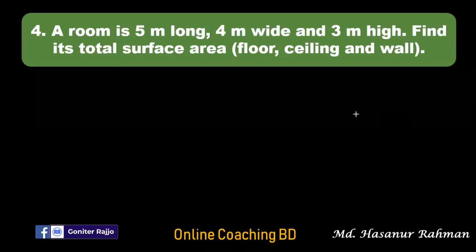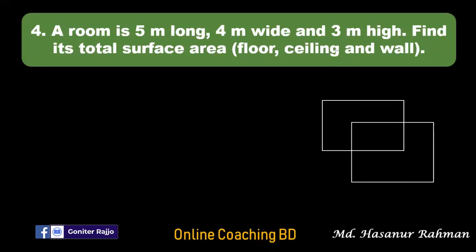Now number 4. Number 4 says a room is 5 meter long, 4 meter wide and 3 meter high. That means in that room length, width and height are given. Now we have to find out the total surface area. So how can we solve this? Total surface area means, there are 4 walls. Actually in a solid or rectangular shape, there are 6 surfaces: front and back, left and right, upper and lower. So floor, ceiling and 4 walls.